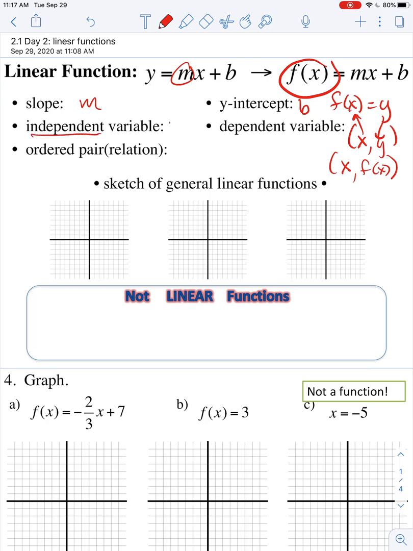Okay, so in this equation, we already talked about this, so we'll hustle through here. Slope is our m, y-intercept is our b, independent variable is our x, and the dependent variable is y simply because it depends on what you pick for x. And then our ordered pair is just x, y.